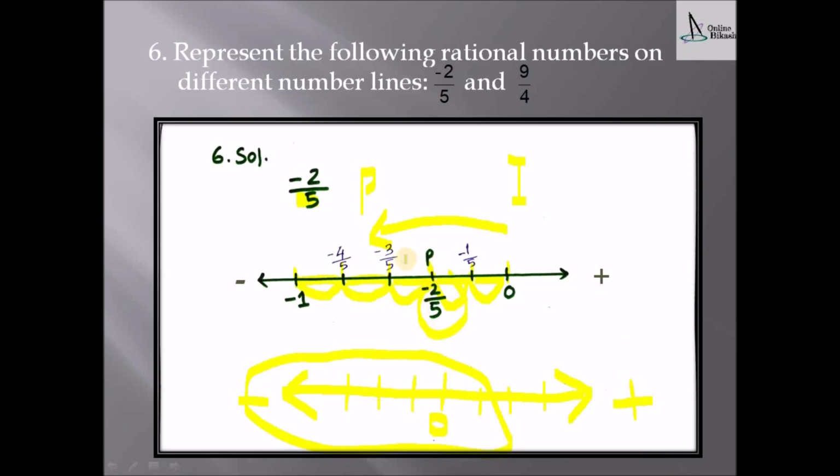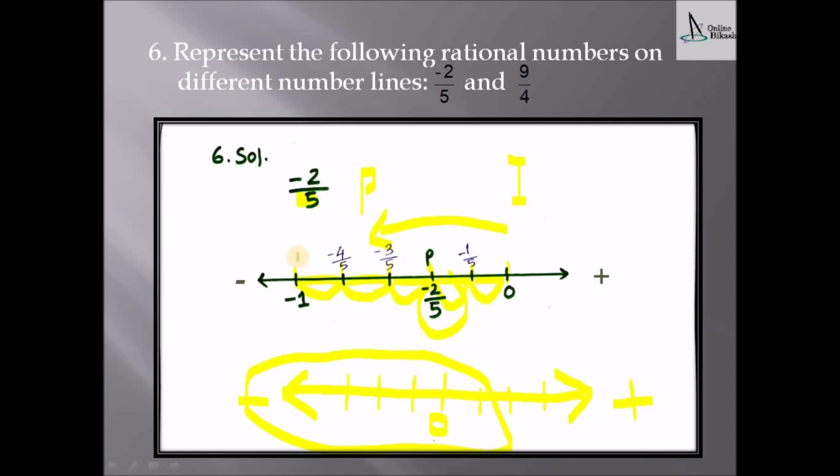Okay, and if you write this as minus 3 by 5, it is minus 4 by 5, and it will be what? Minus 5 by 5. Okay, minus 5 by 5 means what? Minus 1. Okay, this way you have to do it. Many students have already done it correctly.